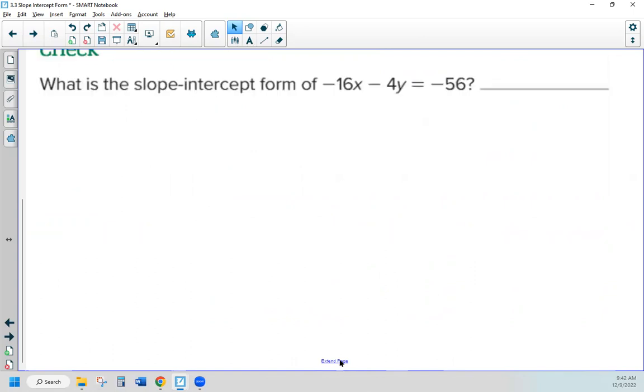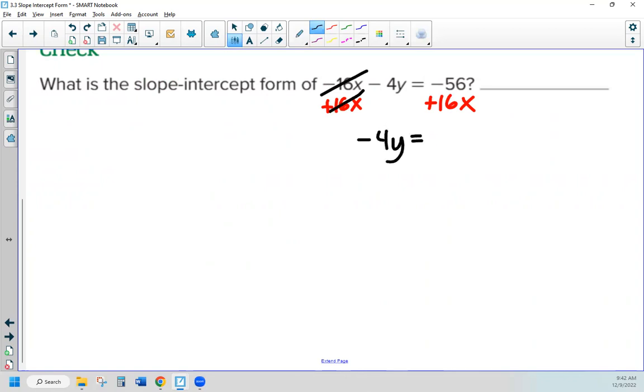Here we go. So what I want to do here, I would want to take the 16x to the other side. This is a negative 16x, so I will be adding it to the other side. Inverse operations make your numbers cancel out, leaving you with a negative 4y is equal to, remember that you want to write your term with the x right at first. It's going to get you into the habit of making sure you know that this is going to be your slope, okay?